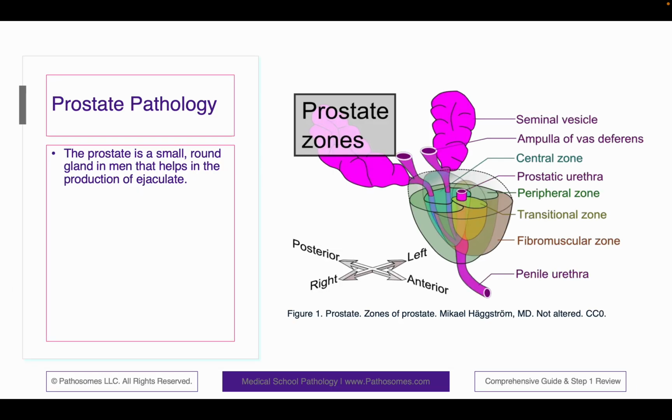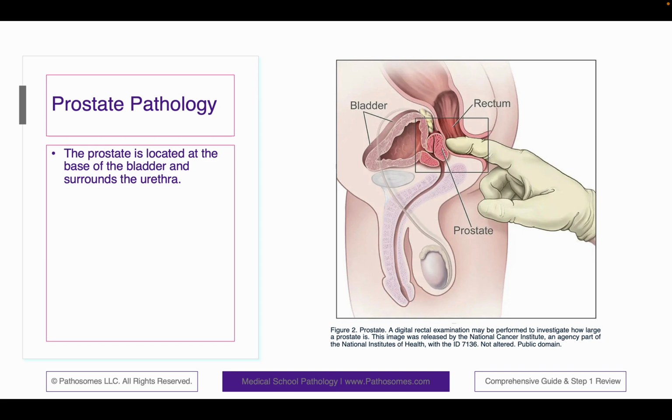Now, prostate pathology. The prostate, as we know from anatomy, is a small, round gland in men that helps in the production of ejaculate. And here we have the various anatomic features of the prostate. Note the seminal vesicles, note the various zones of the prostate, note the penile urethra, right? The prostate is located at the base of the bladder and surrounds the urethra.